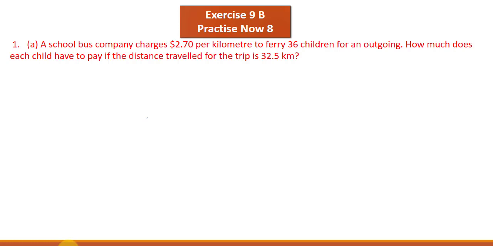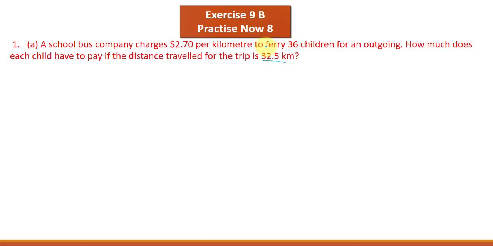Dear students, today we are going to solve exercise 9b, actually practice now 8 of 9b. A school bus company charges $2.70 per kilometer to ferry 36 children for an outing. How much does each child have to pay if the distance traveled for the trip is 32.5 kilometers?